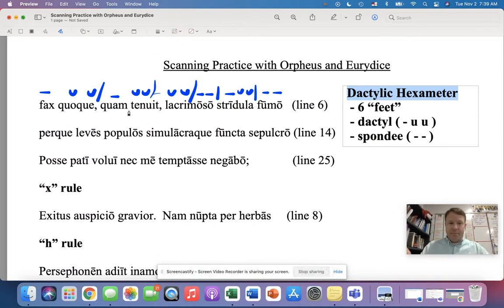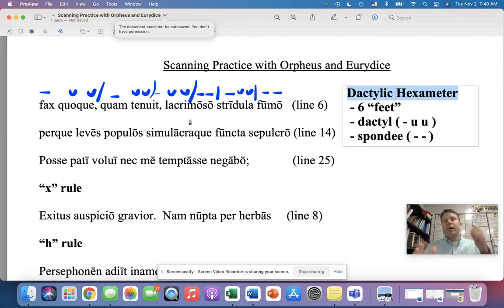Now, I want to be very clear about something. The meter is not something we have artificially placed onto the meaning or the Latin that the writer has chosen. The writer has chosen these words in this order because they have a certain beat to it. Just like in English, when we are creating music and writing lyrics in a way that produces a certain rhythm, a certain beat. Maybe they rhyme, maybe they don't, maybe they punctuate at certain syllables. Here, Ovid has chosen this line 6 because it fits this dactylic hexameter beat. Vox quoque quam tenuit lacrimosa stridula fumo. Okay?